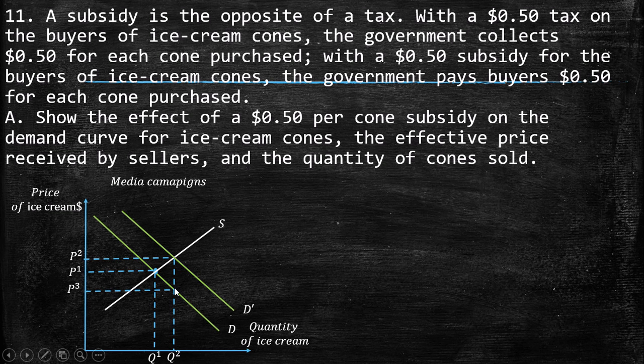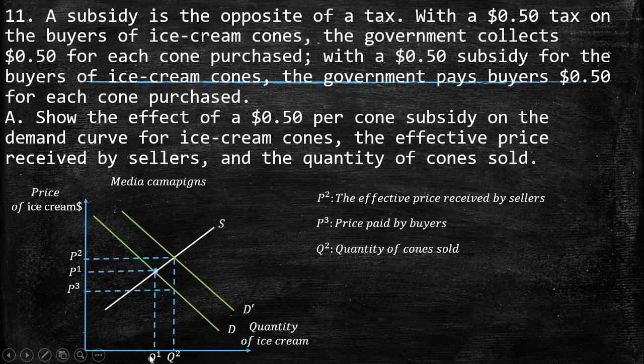So here the price that the buyers are going to pay is going to be P3, which is less than P1. And P2 is going to be the effective price received by the sellers, which is going to be P3 plus 50 cents. So P3 is the price paid by buyers, P2 is the price received by sellers, and Q2 is going to be the quantity of cones sold.